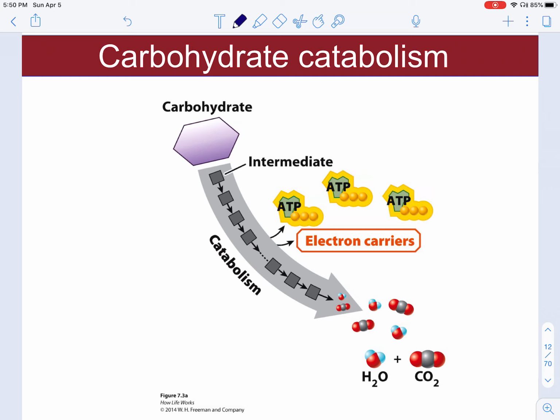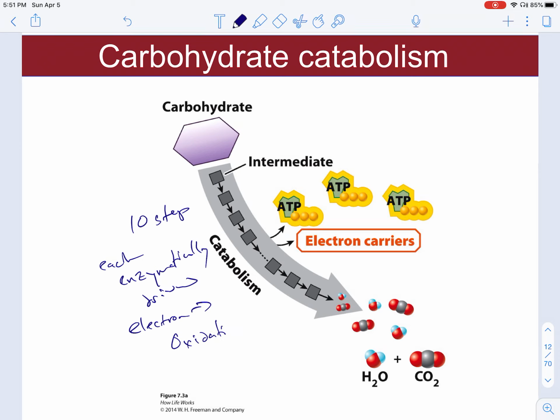And this is a process. This is actually a 10-step process. In order to do this, each step is enzymatically driven. And we are going to transfer these electrons to oxidative phosphorylation later on in the pathway.